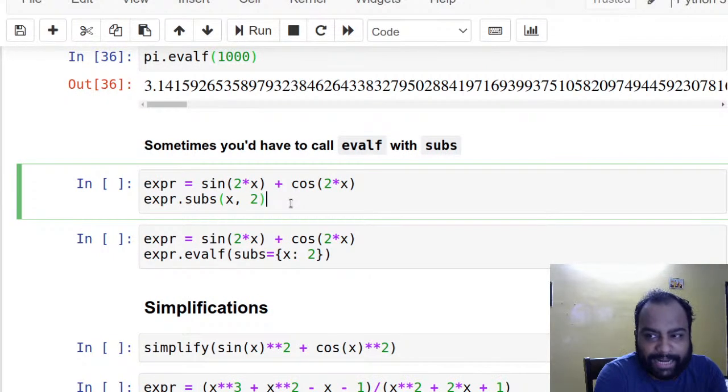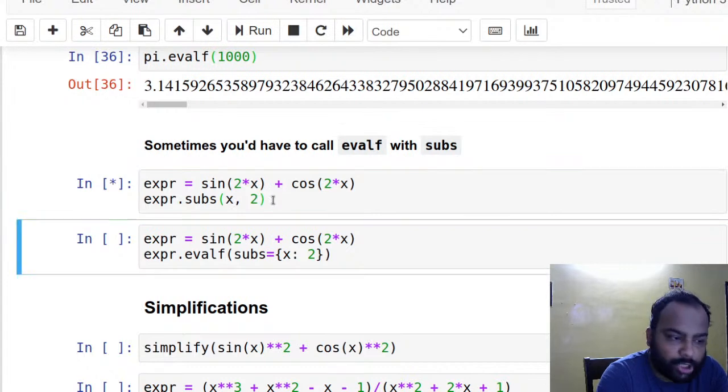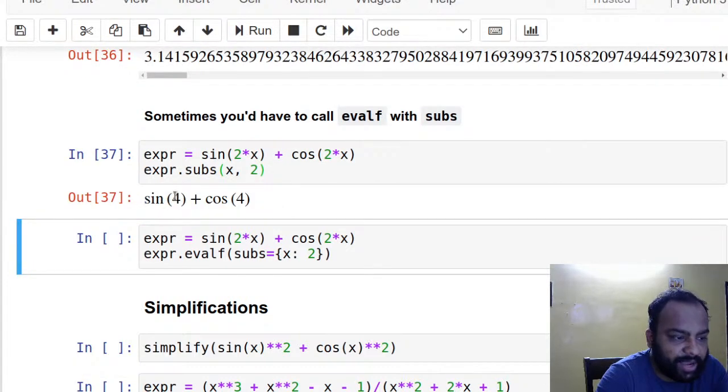Sometimes doing subs is not enough. So this is an expression: sine 2x plus cos 2x. If I say subs x comma 2, what happens? X is replaced by 2, but unfortunately it is not evaluated. See? So this becomes sine 4 plus cos 4, but this is not evaluated.